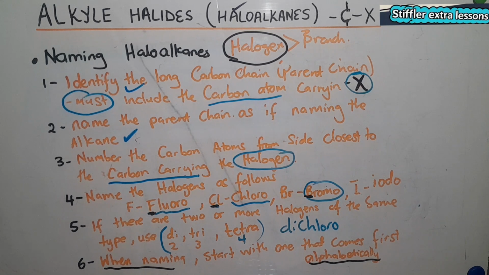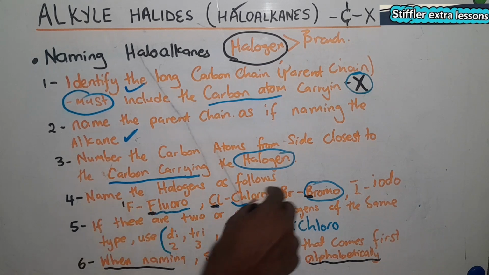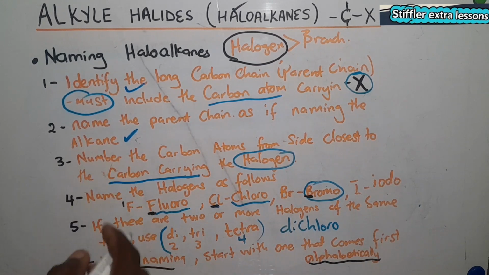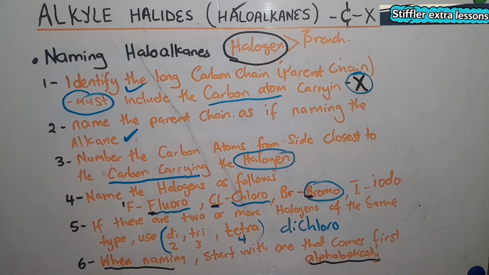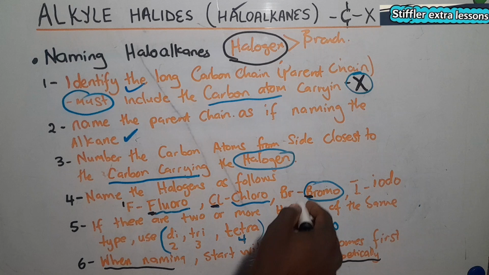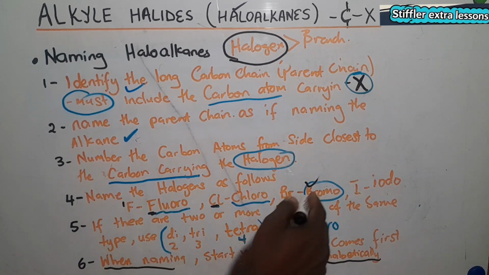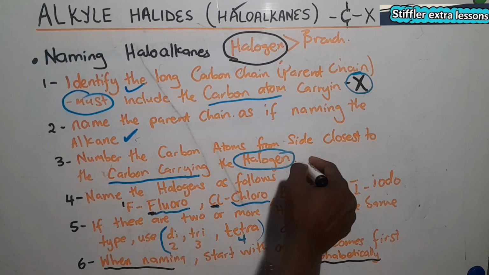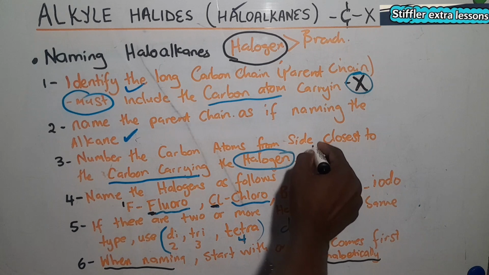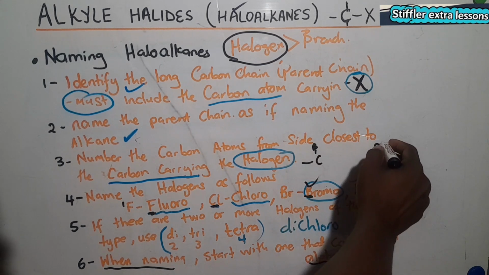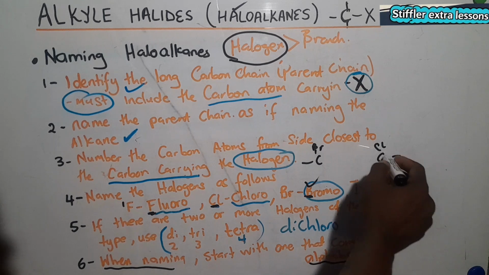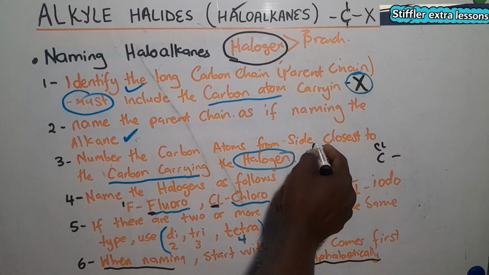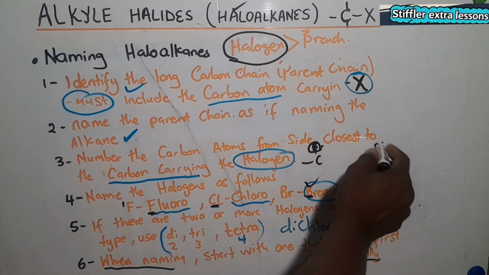And also, if you have 2 different halogens coming at the same number from opposite ends, we first prioritize the one that comes first alphabetically. So if bromine is on carbon number 2 from this side, and chlorine is on carbon number 2 from that side, obviously the bromo comes first before the chloro.